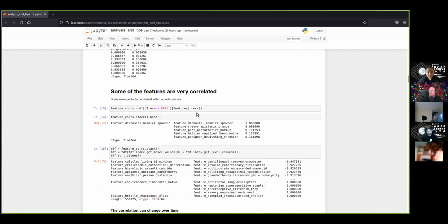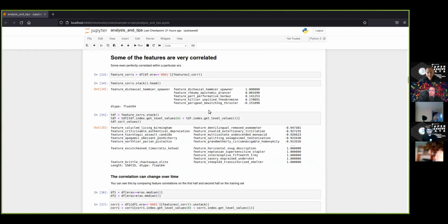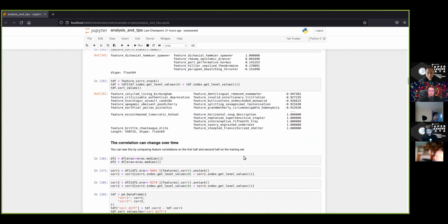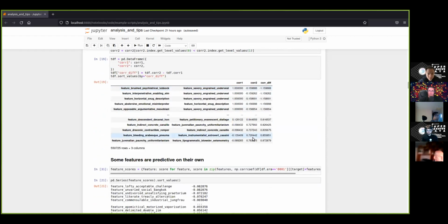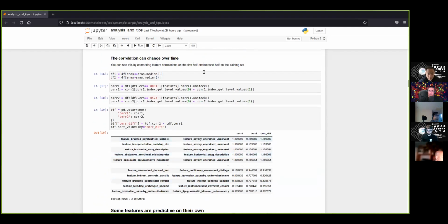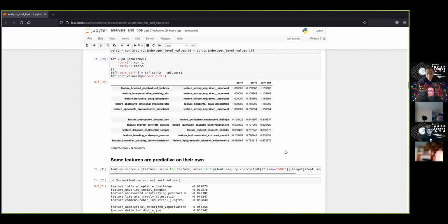So this is just showing that some of the features are very correlated with each other, and in some eras even potentially perfectly correlated. But this correlation can change over time. If you just look at the correlation of features in the first era and the last era, you can see that what was perfectly correlated in the first era becomes negatively correlated in the last era. So that's something to keep in mind.